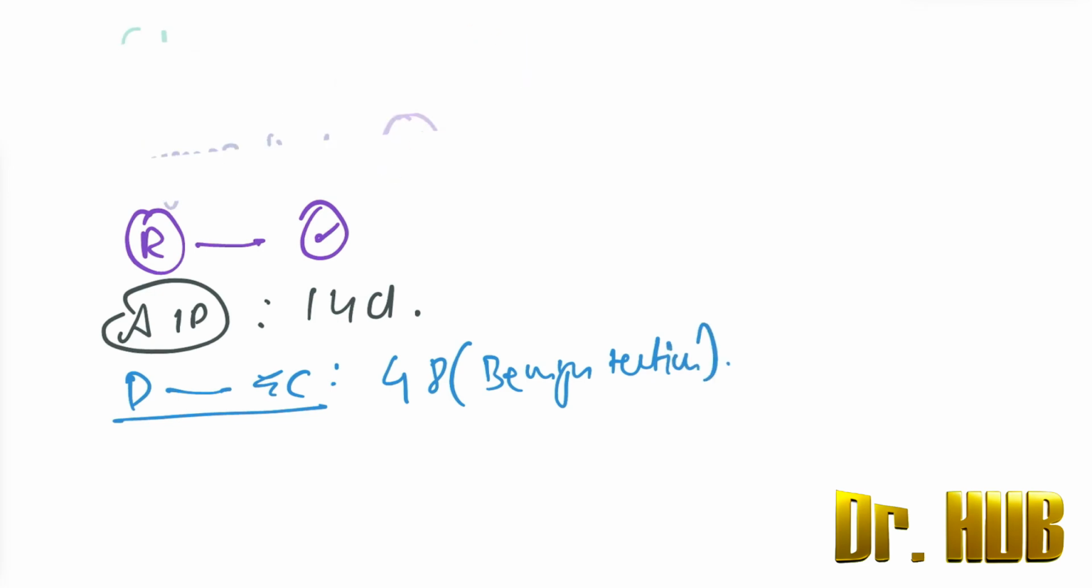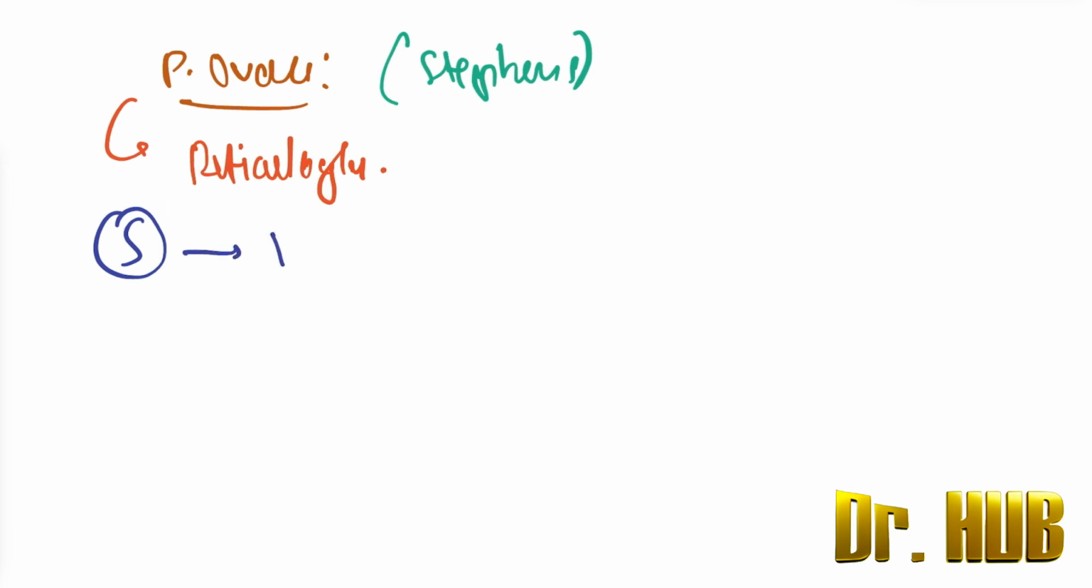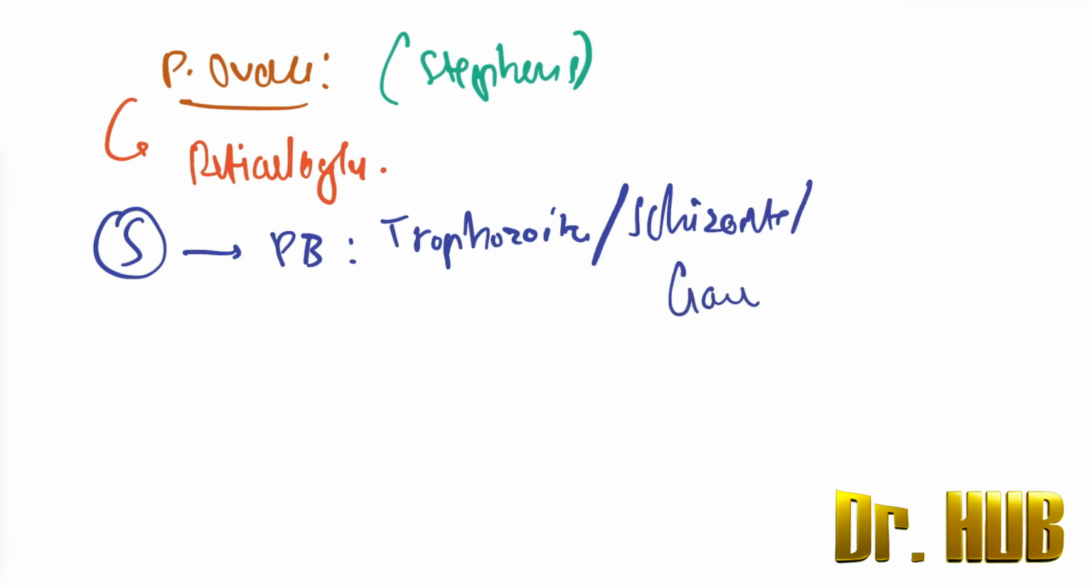Next we will move on to Plasmodium ovale. Plasmodium ovale was discovered by Stephens. And what is the erythrocyte preference? The erythrocyte preference will be the reticulocytes. The stages in the peripheral blood are going to be the same as in vivax, that is the trophozoites, then the presence of the schizonts as well as the gametocytes.